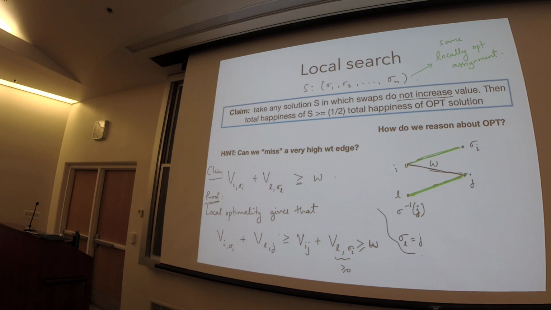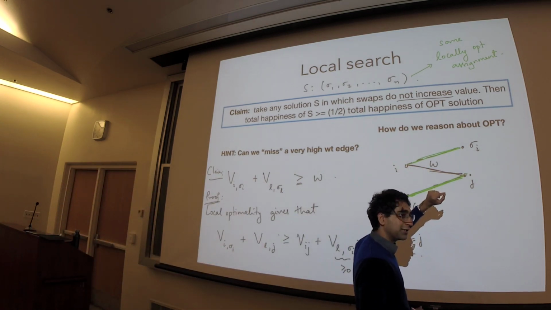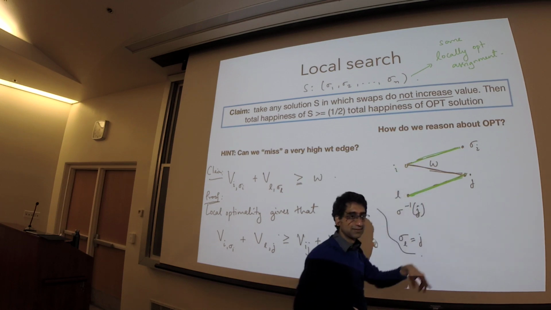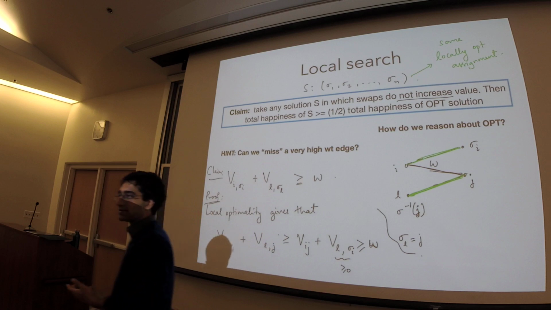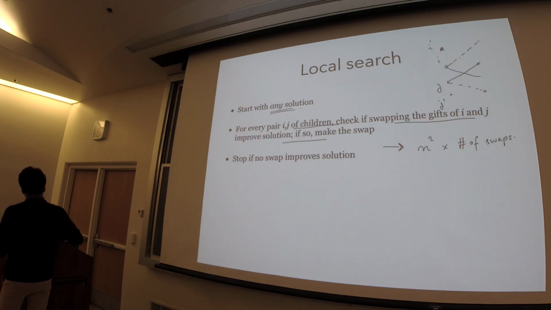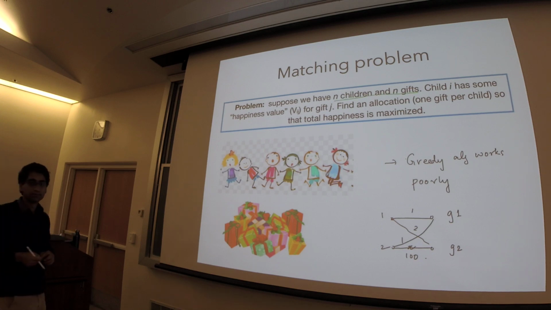So you're not claiming that this edge is in your locally optimal solution. You're just saying that there are two children whose happiness values add up to at least the weight of this edge. So it's not a very terrible solution. Yeah. So are we assuming that the number of people and the number of gifts are equal? Yes, of course. So the problem statement was always that you have n children and n gifts.